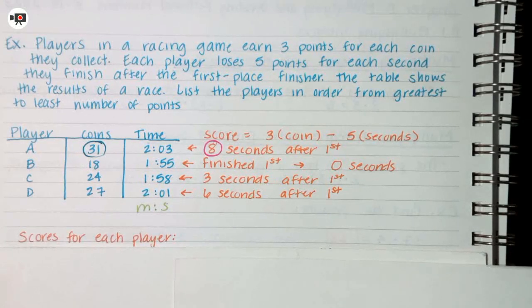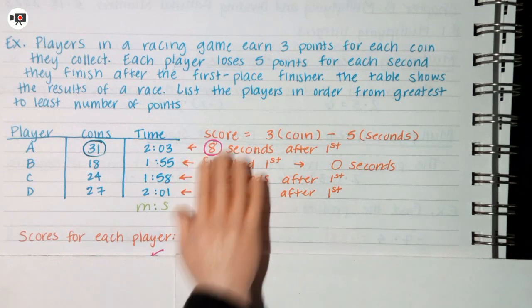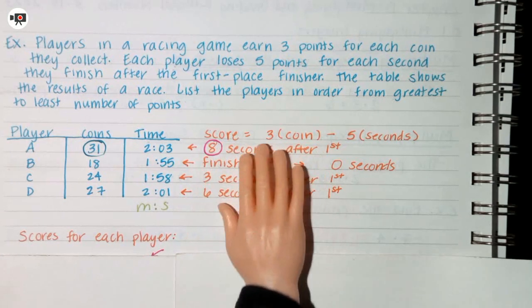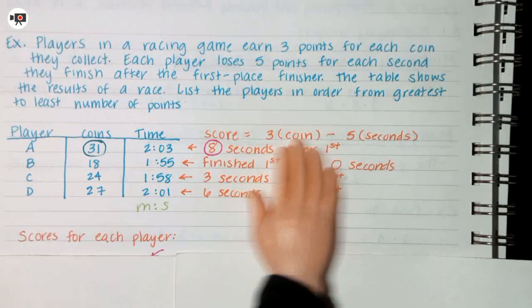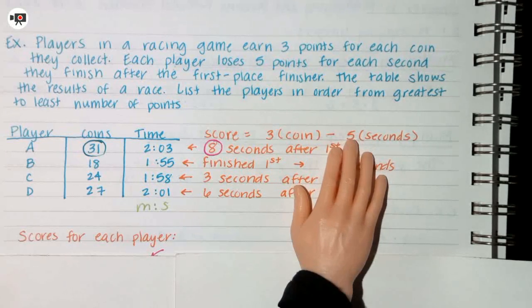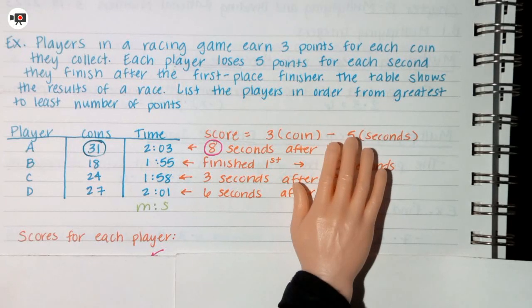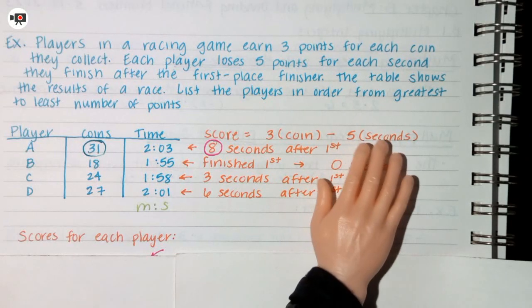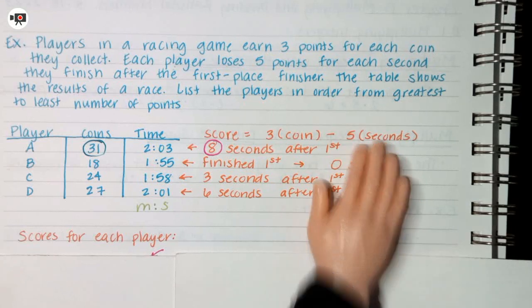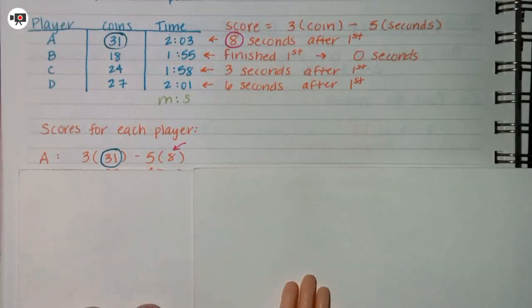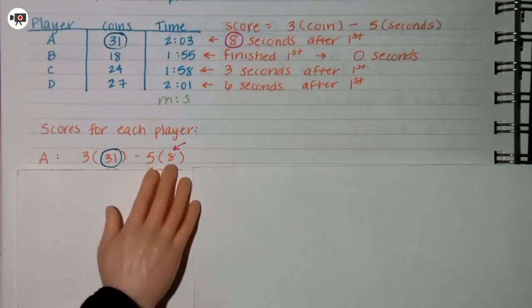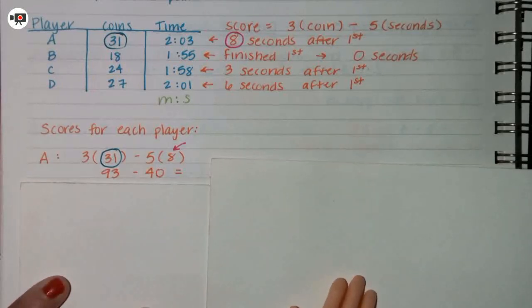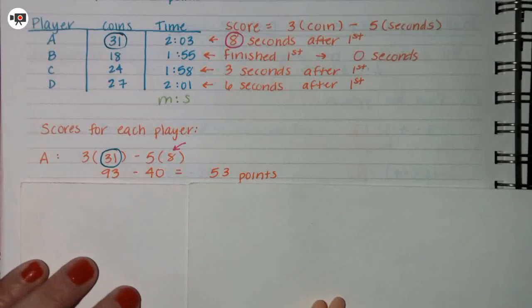So to get the scores of each player, I'm going to take their score is 3 times however many coins they collected, because they get 3 points for every coin, and then subtract the 5-second penalty or 5-point penalty for each second they were after the first player. So for player A, they collected 31 coins, so I have 3 times 31, and they were 8 seconds after, so it's 3 times 31 minus 5 times 8. So that's 93 minus 40, so they have a score of 53.